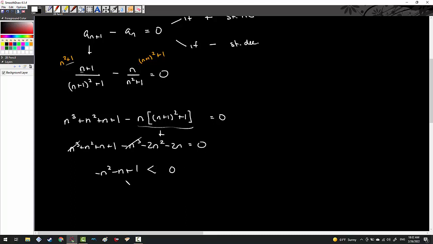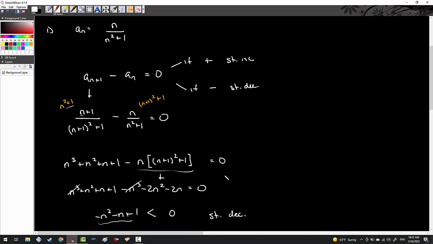And so what I can determine now is that because this guy eventually becomes less than 0, and as n gets super, super large, I get a very big negative number, which is always going to be less than 0, this guy is going to be strictly decreasing. So hopefully that makes sense.